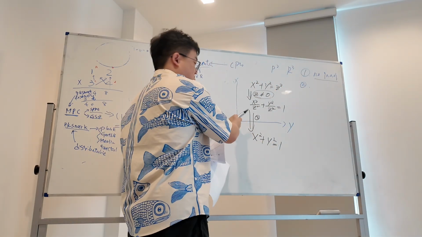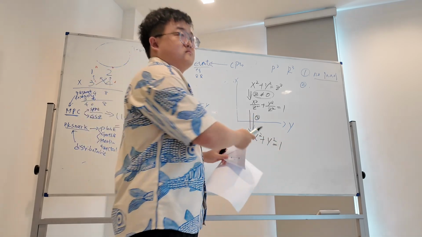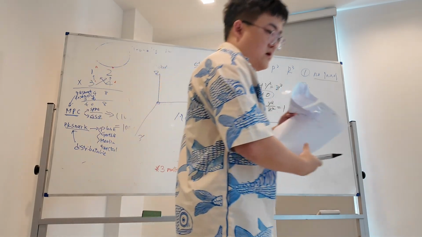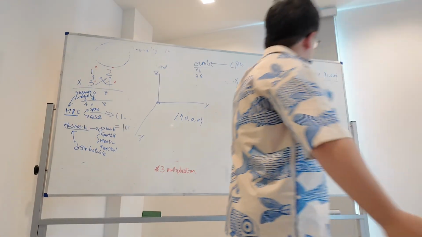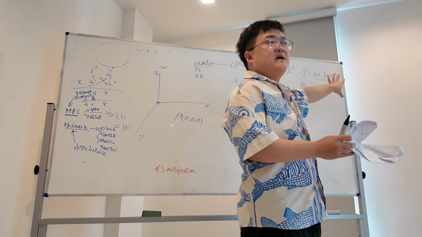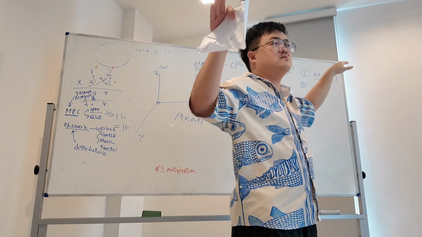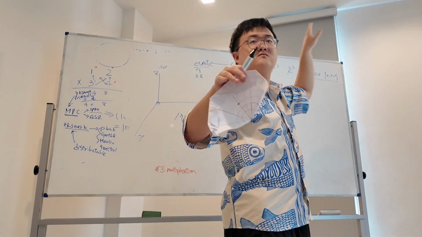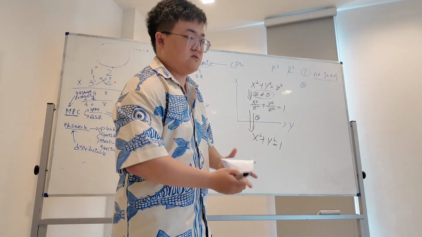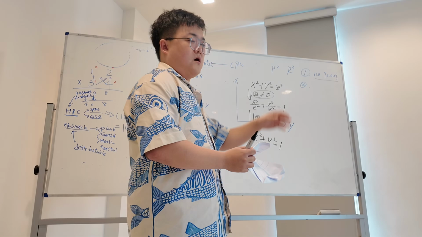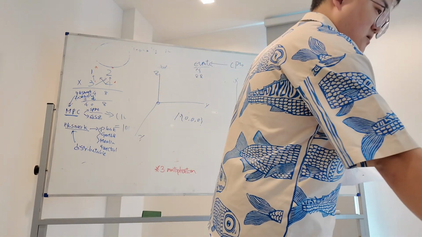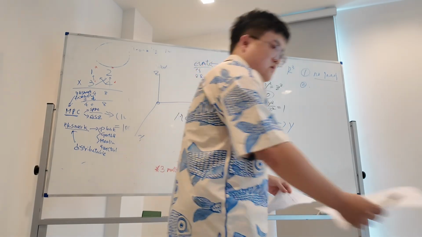Because there's no 0, 0, 0 in this projective space. And why? Because this thing has no direction in the projective space. All the elements have a direction.